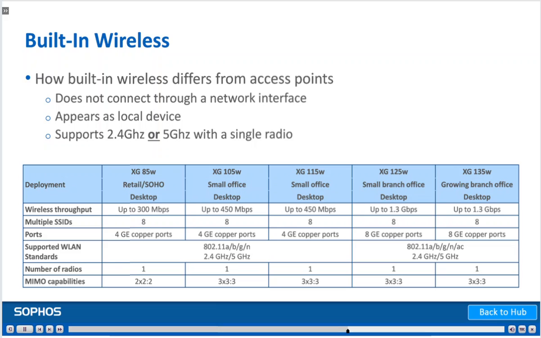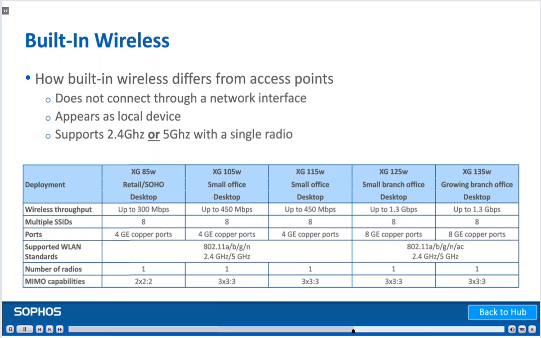If the built-in wireless is unable to cover the whole office, it can be extended by connecting additional Sophos access points and using them just as you would for appliances which do not have built-in wireless. There are no significant differences between using the built-in wireless and a Sophos access point.